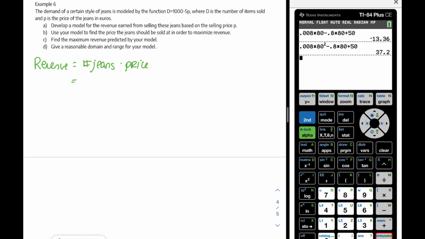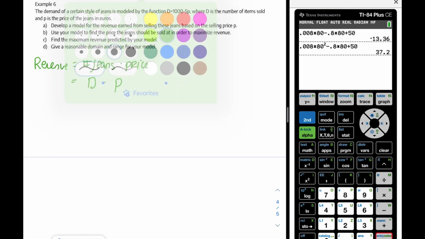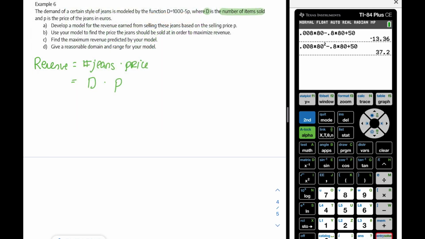So the number of jeans we have, that's modeled by D. And the price of each of these jeans is modeled by P. So I'm just using the variables that are given to us, where we see that D is the number of items sold, while P is the price of the jeans in euros. So if I write an equation for revenue, well, that's going to be 1,000 minus 5P times P. If we simplify this, we have 1,000P minus P squared. So this is going to be the revenue equation we have.